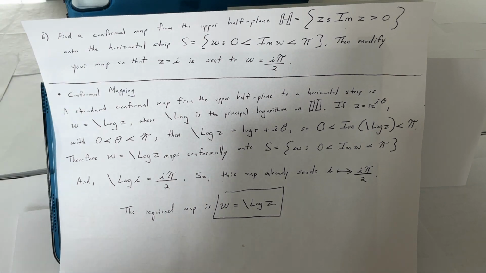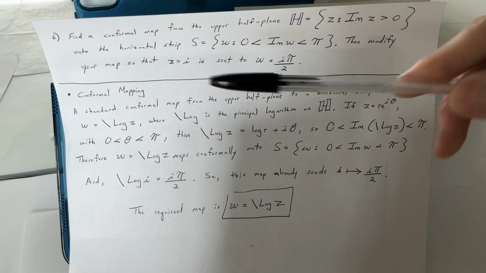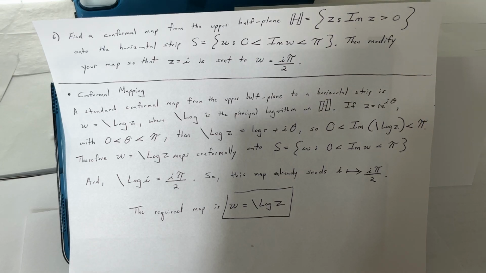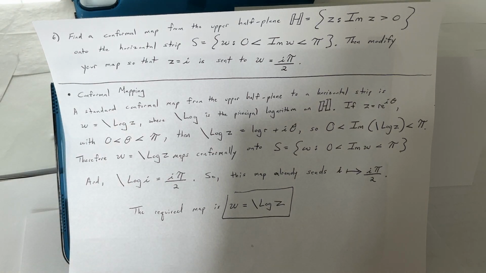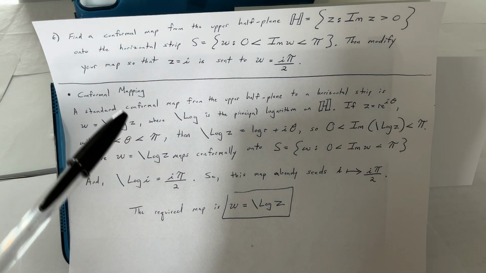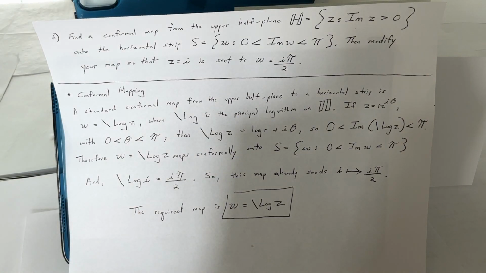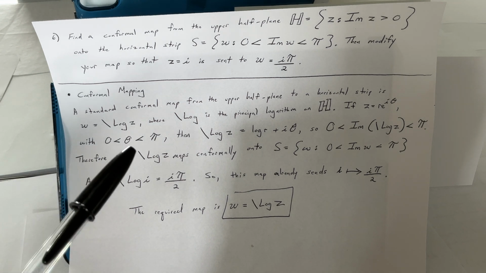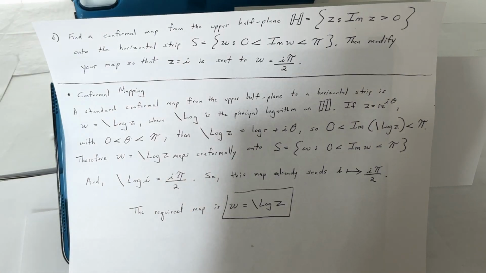So this is a conformal mapping problem for number 6. A standard conformal map from the upper half plane to the horizontal strip is w equals the principal log of z, which indicates a specific branch, the principal logarithm on H. And if z equals r e to the i theta, with 0 less than theta less than pi, then the principal log z equals log r plus i theta.